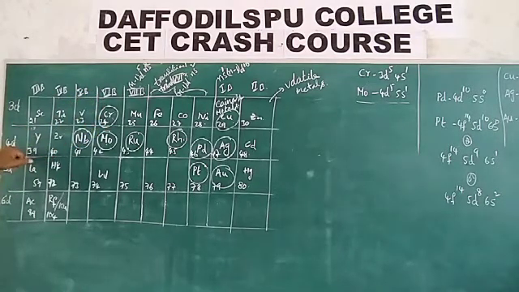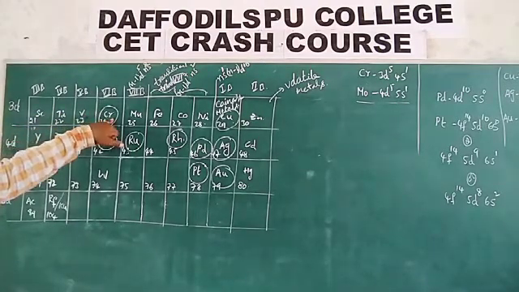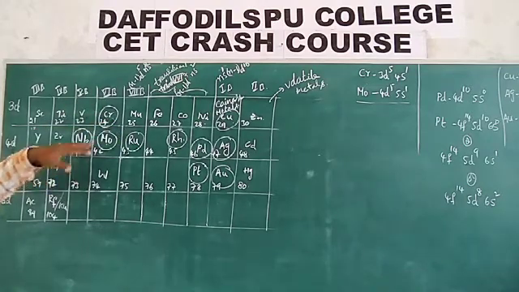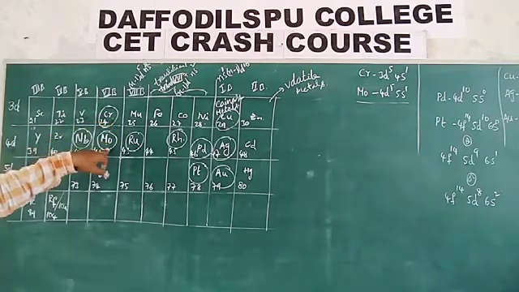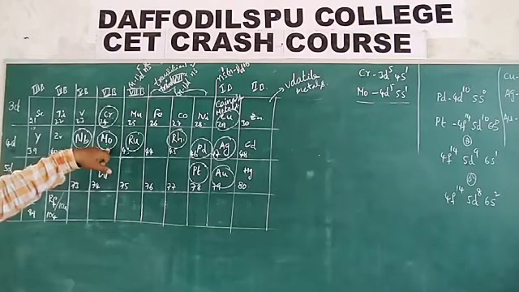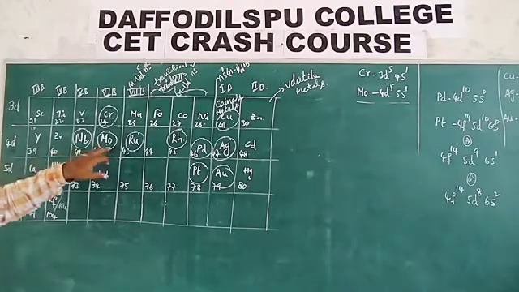Simply remember the series. This is 3D series. Chromium is 3D series, so 3D5 4s1. Molybdenum is 4D series, hence 4D5 5s1.